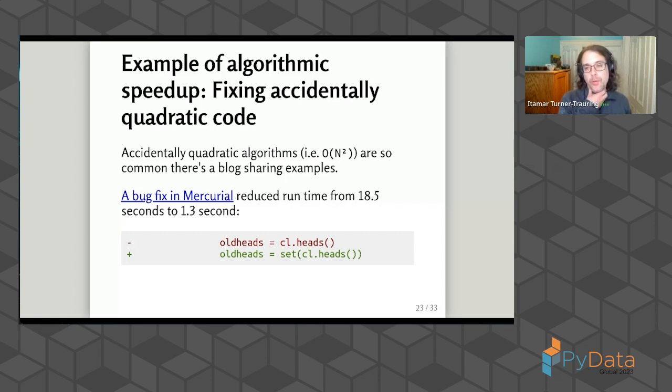And so if your algorithm is n squared, if it's not scalable, it doesn't matter how many CPUs you throw at it. It doesn't matter that you're using C instead of Python. If you have 10 times as much data input, it'll take 100 times longer to run. It's just not going to scale at all. So using the right algorithms can give you really massive speedups.